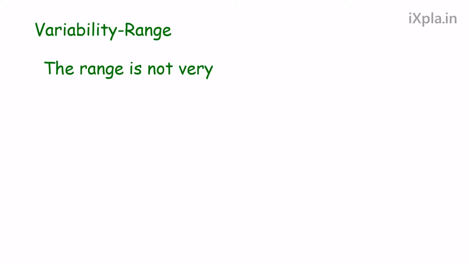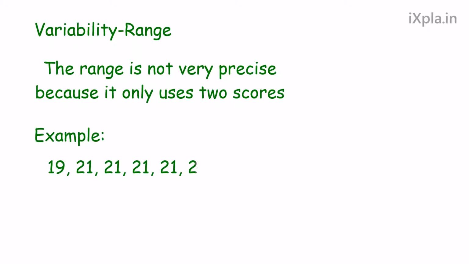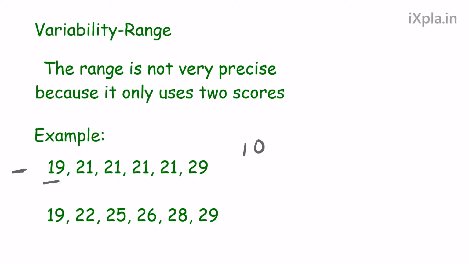So the most simple measure of variability is the range. And the range, as it says, is not a very precise measurement of variability. Here I have two data sets again, different from before, but similar. This first data set right here has a range of 10 because you find the difference between the lowest score and the highest score. 19 is the lowest, 29 is the highest, and the difference is 10. So that data set has a range of 10.